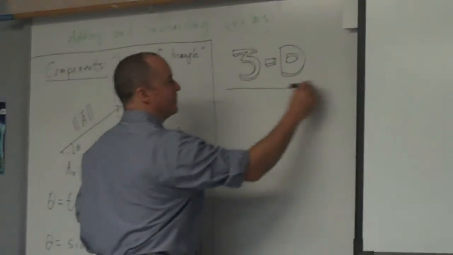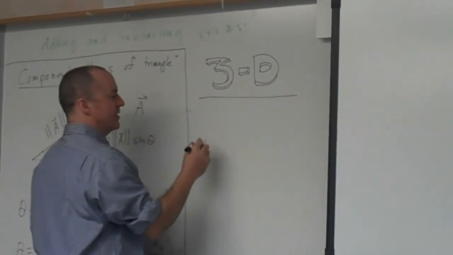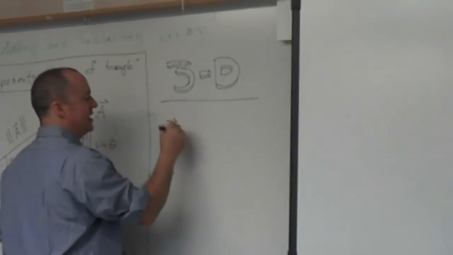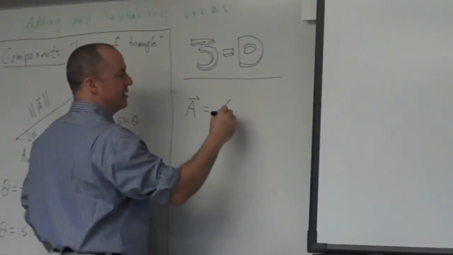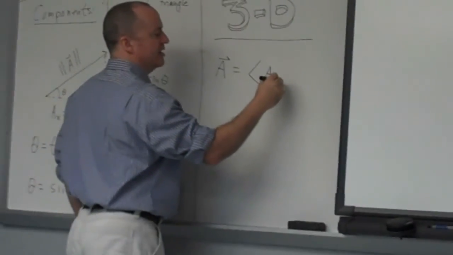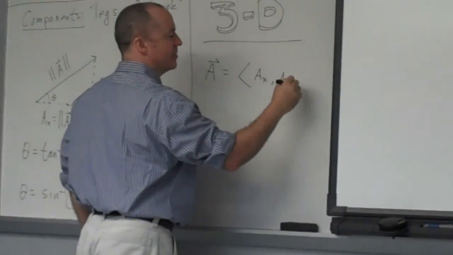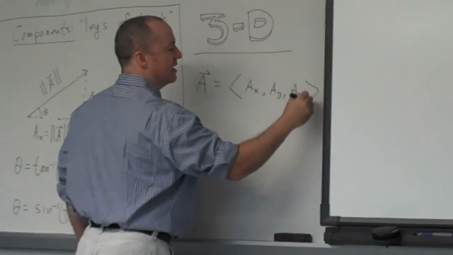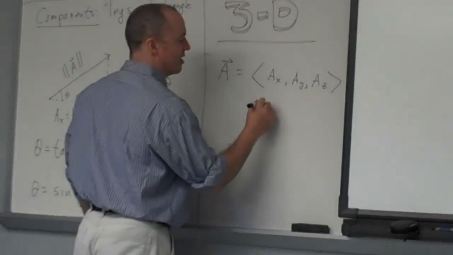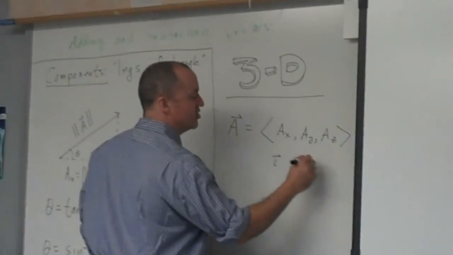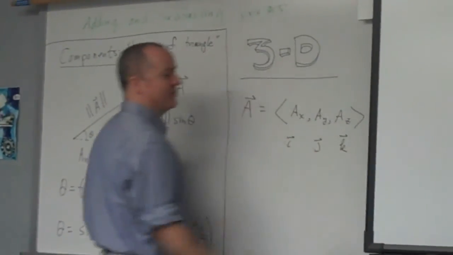Vectors in 3D. A vector in 3D has an x component, a y component, and a z component. And the letters that correspond to X, Y, Z are i, j, k for the unit vectors.